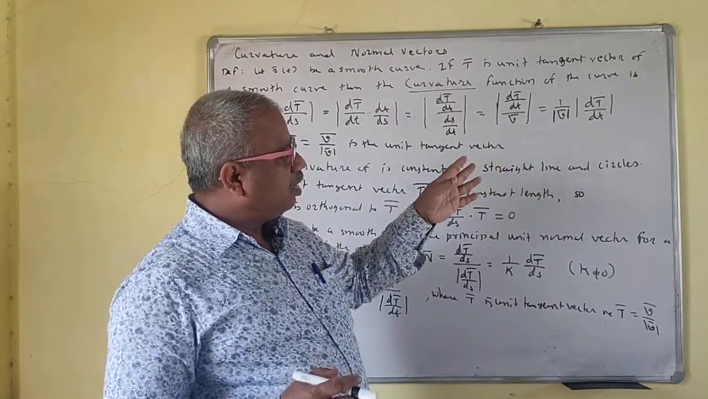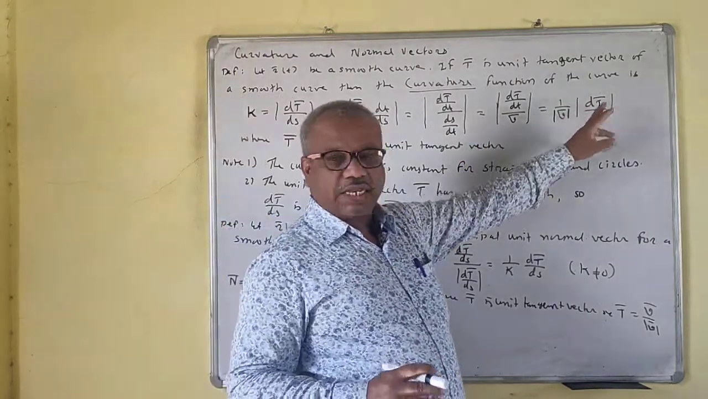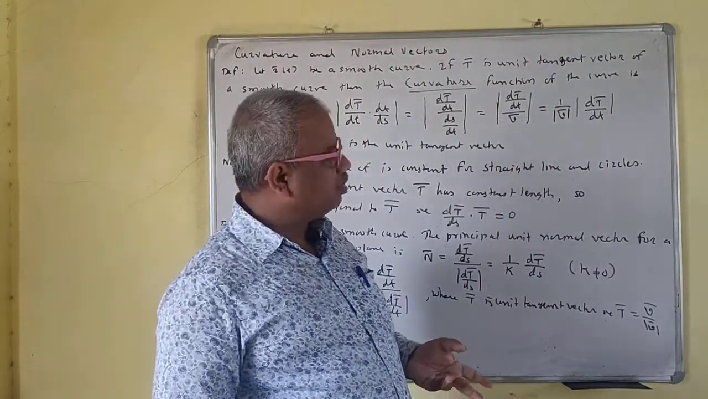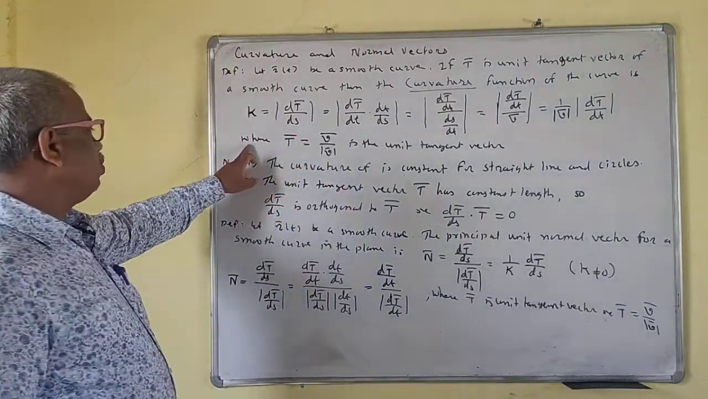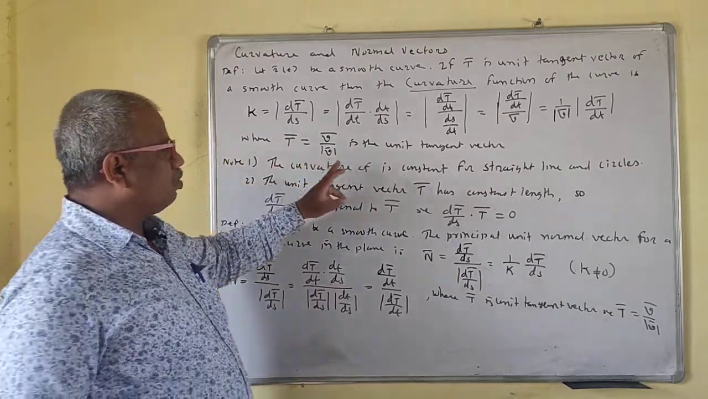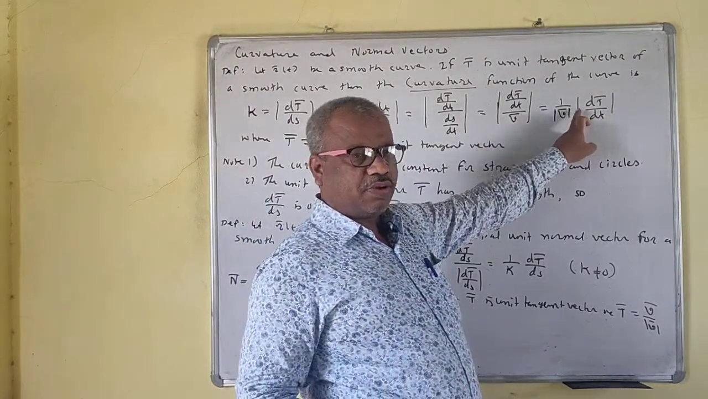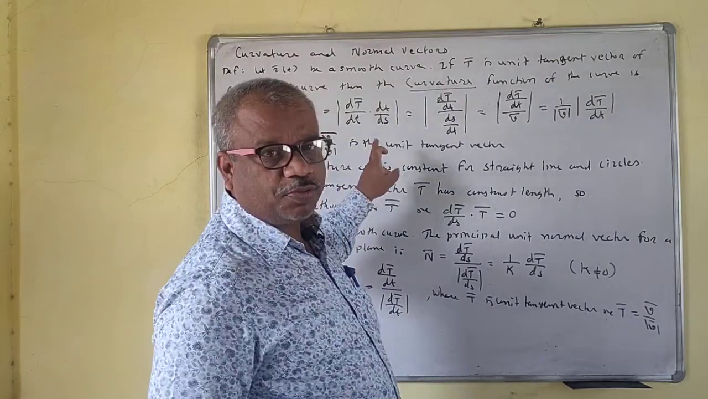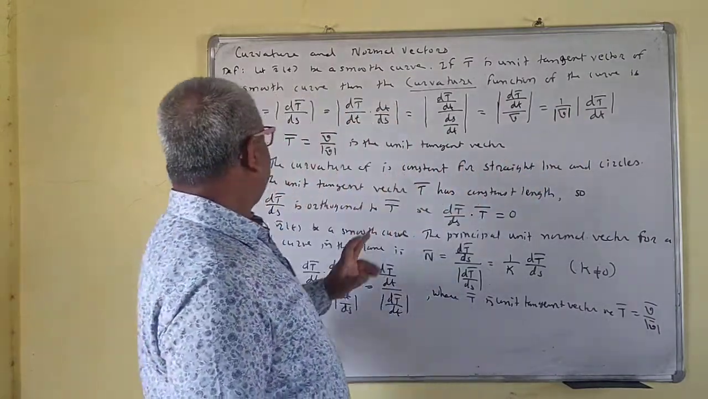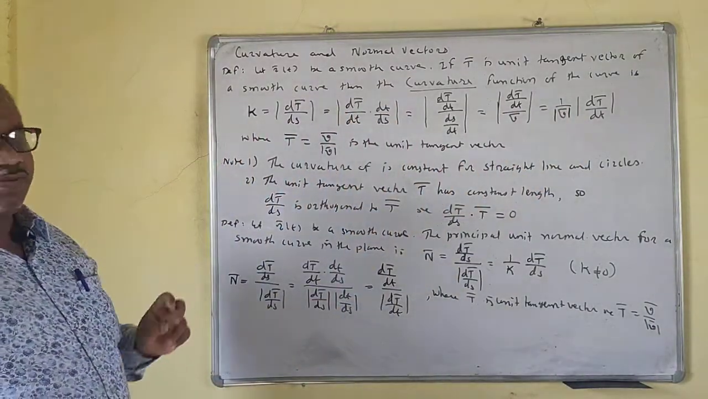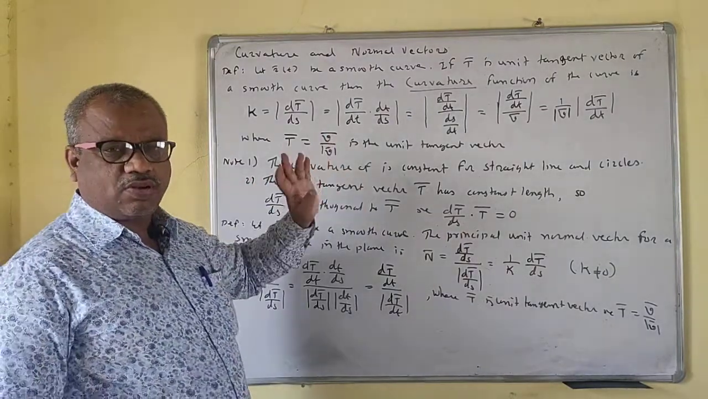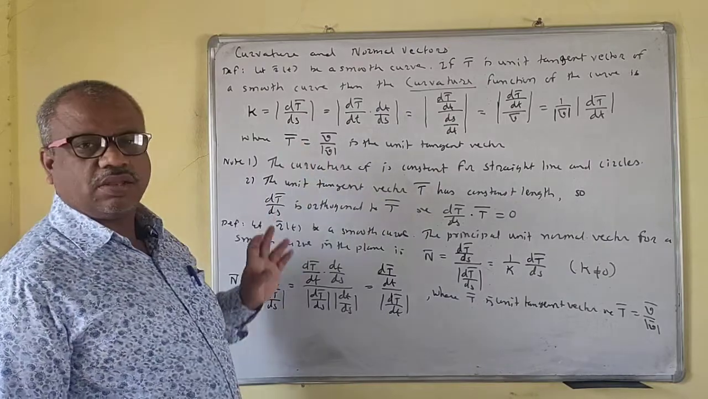The tangent vector is nothing but v bar upon mod of v bar. You cannot simply write this as mod of v bar squared, because you have to take the derivative of this with respect to t. So if you put mod of v bar upon v bar, you have to take the derivative of that. Mod of v bar will not be constant because it is a function of t.